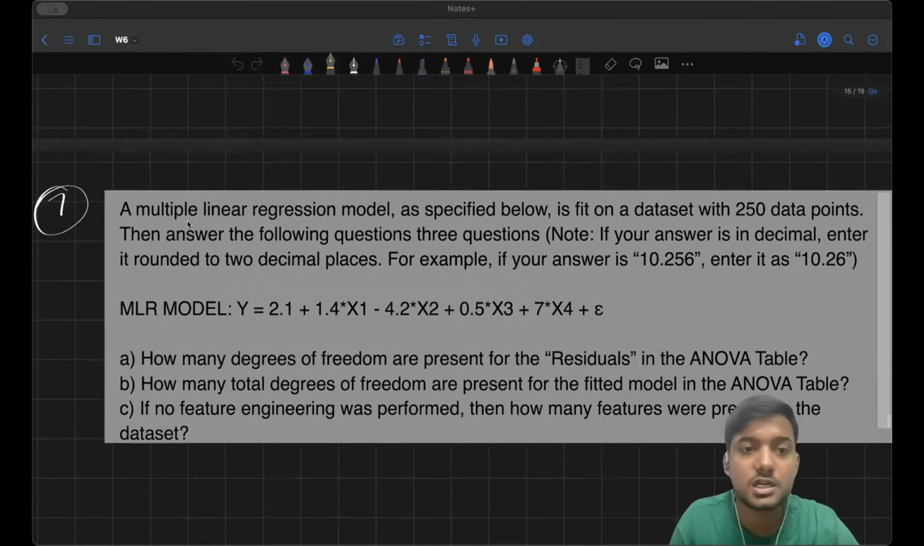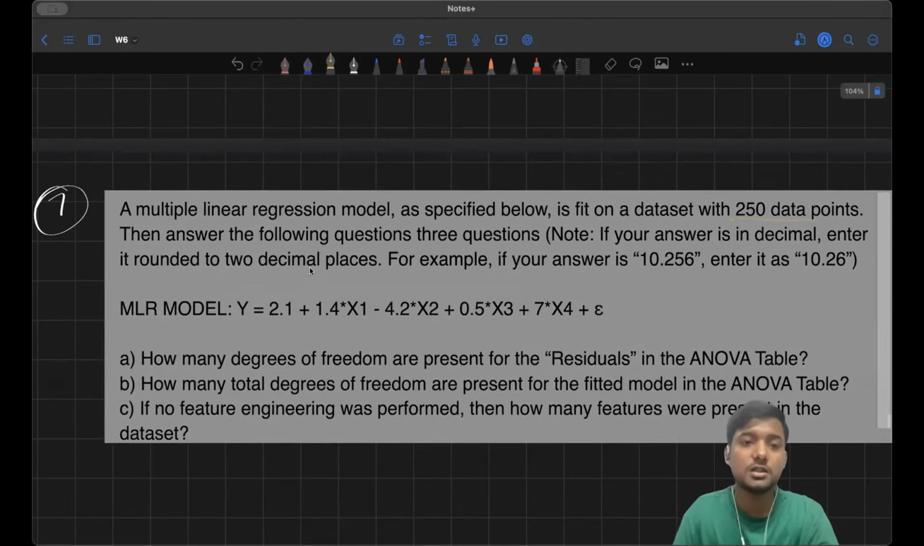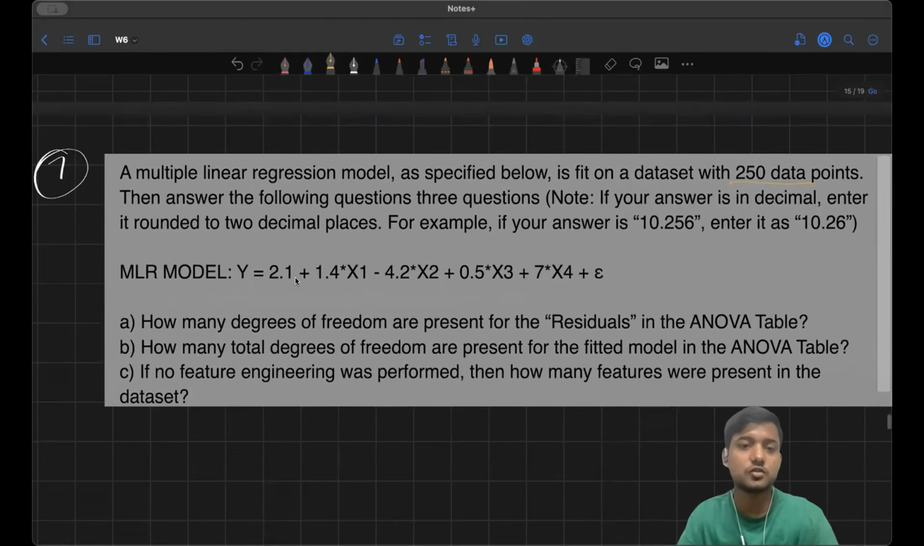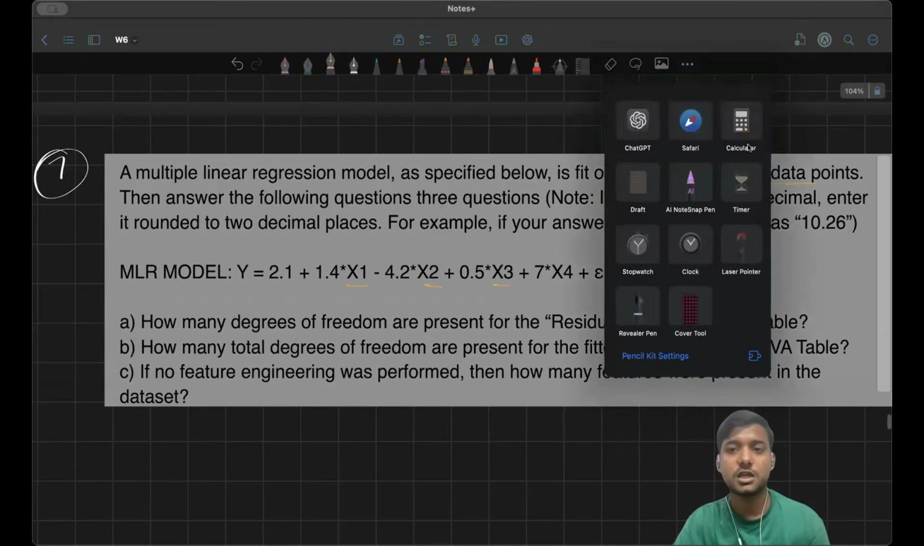Question number 7. Multiple linear regression model as specified below is fit on data set with 250 data points. Okay, 250 data points. Then answer the following questions, and this is the model. Y is equal to 2.1 something something. So you can see we have 3 independent variables and one we are trying to predict, and we have 250 data points. Okay, so how many degrees of freedom is present for the residuals in the ANOVA table? What is that degree of freedom for residual? It is n minus k minus 1. N is 250, k is 3. We can directly calculate 250 minus 3 minus 1.